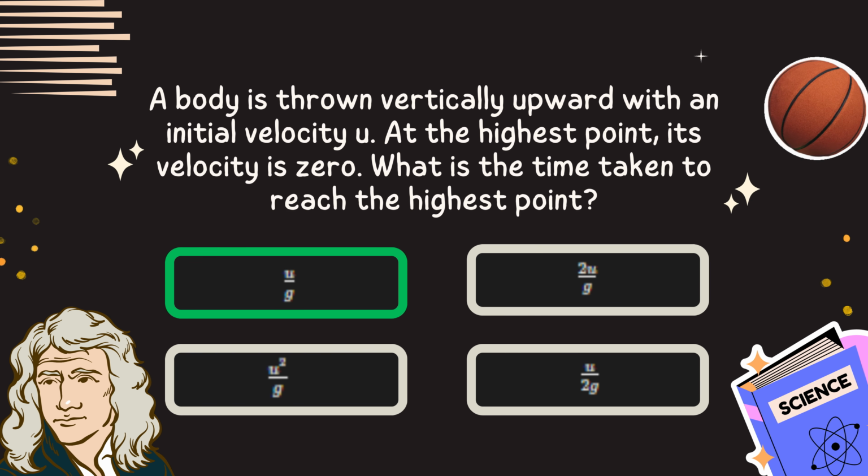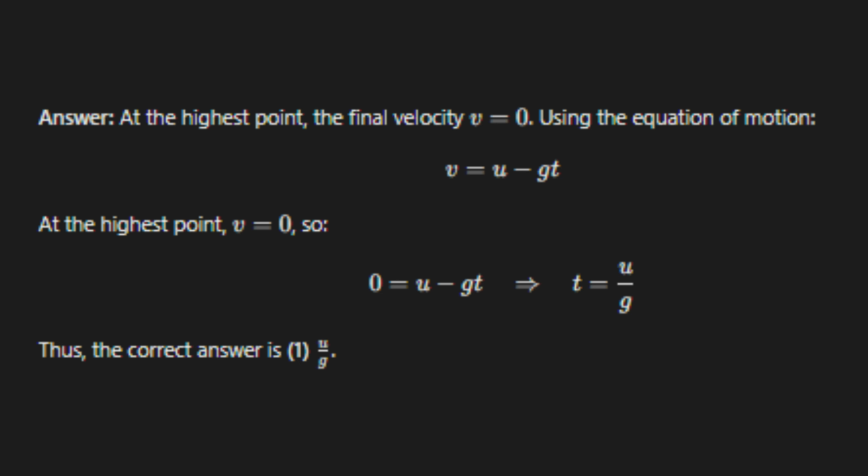Correct answer is u by g. To calculate the time taken for a body thrown vertically upward to reach its highest point, we use the equation of motion under constant acceleration due to gravity. Given initial velocity u, at the highest point final velocity v equals 0. Acceleration due to gravity acting downward is minus g. Substitute the values in the equation of motion, v equals u plus a into t. The time taken to reach the highest point is u by g.